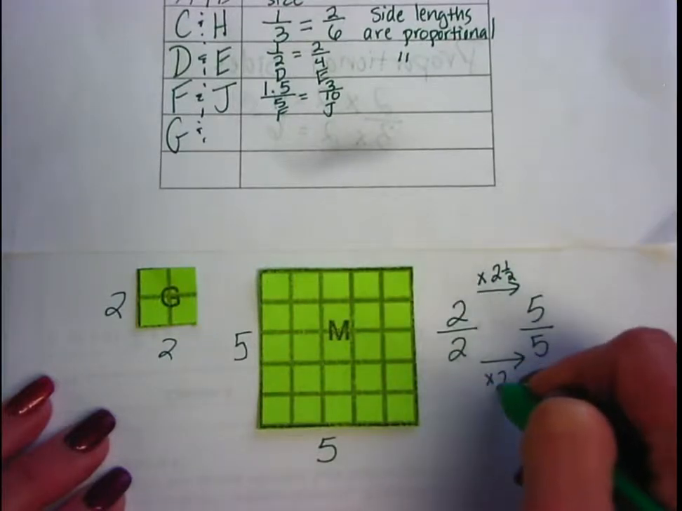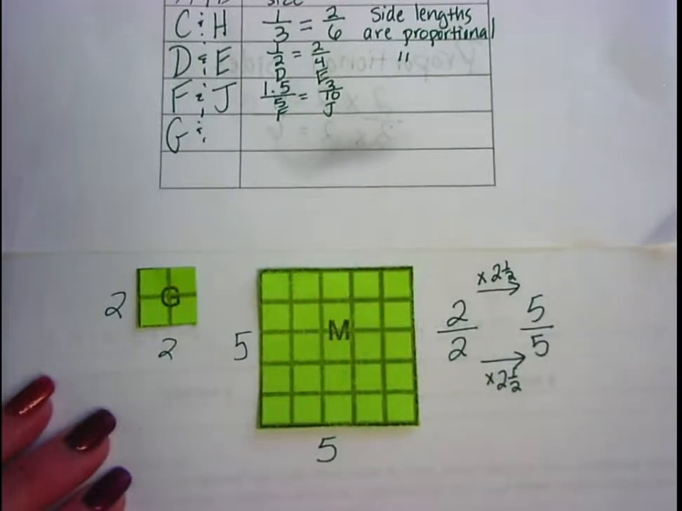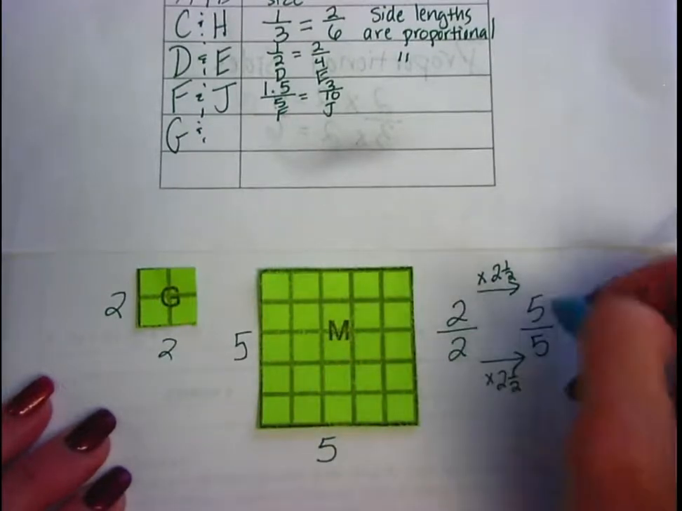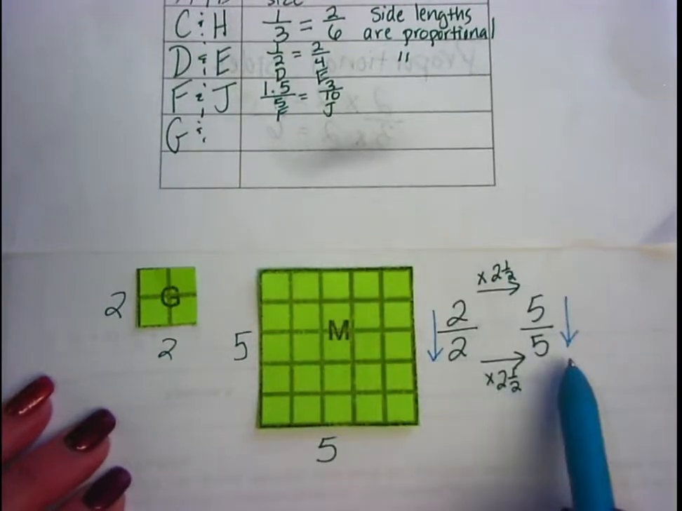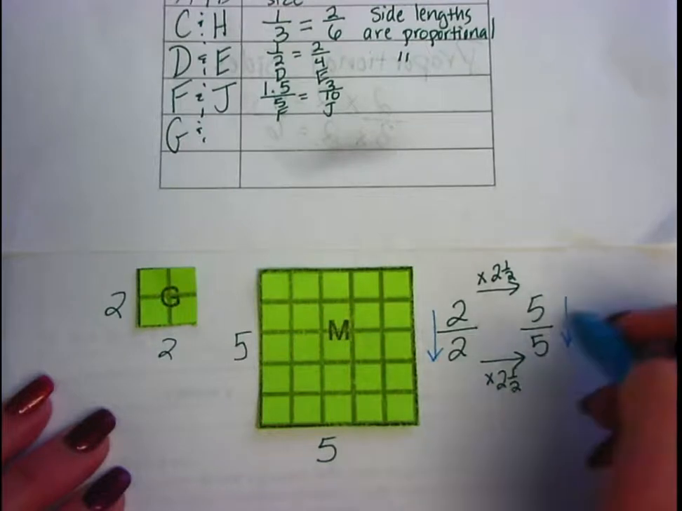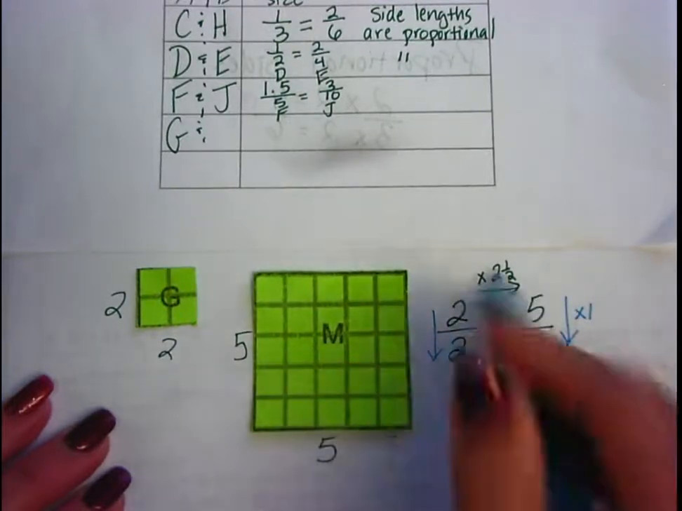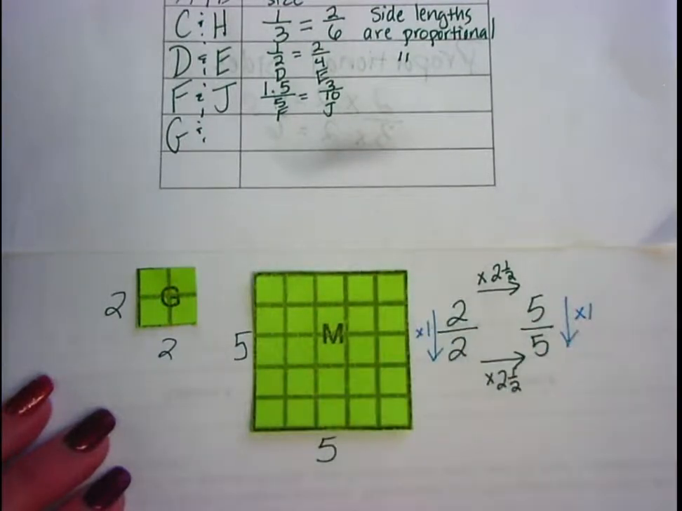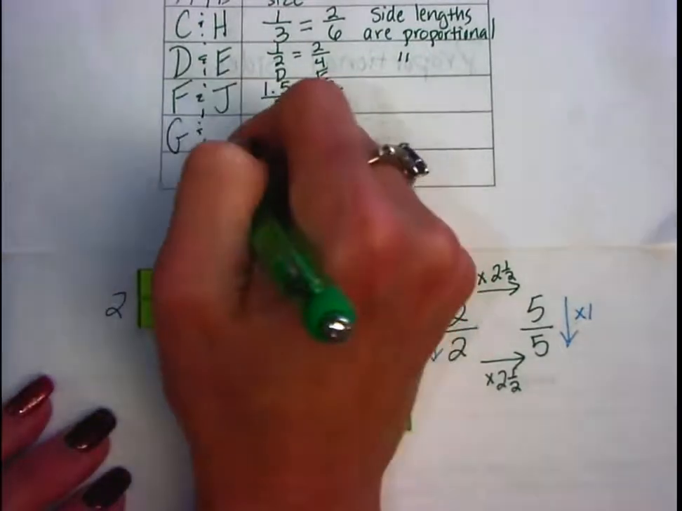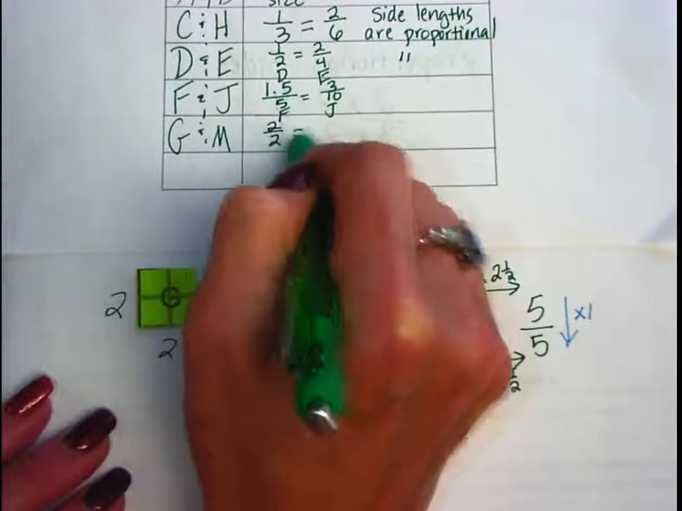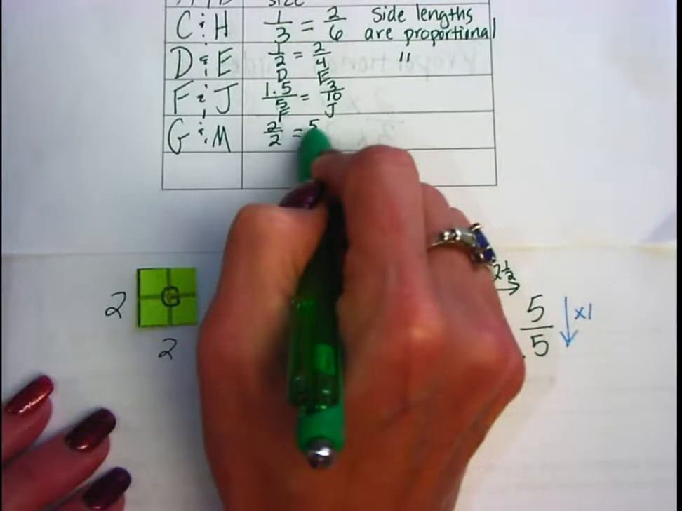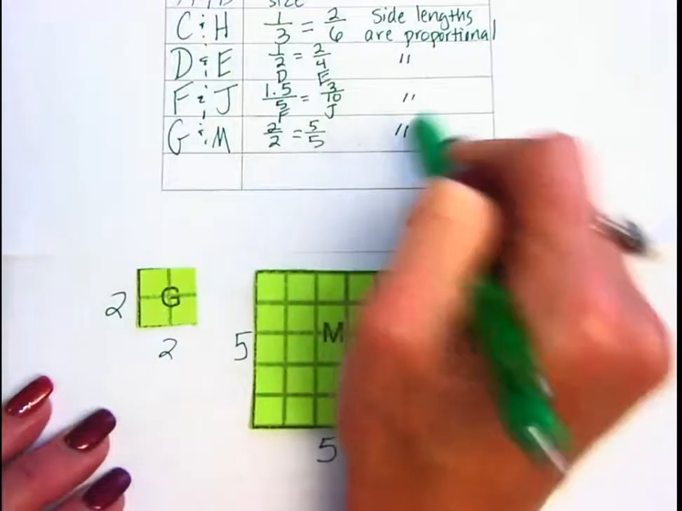It's the same relationship, but the other relationship that's pretty obvious, remember we don't just look at horizontal, we also can look at our vertical relationship. And what relationship do we have here? A times 1. Okay? So we're going to say that G goes with M because 2 over 2 is equal to 5 over 5. And again, our side lengths are proportional.